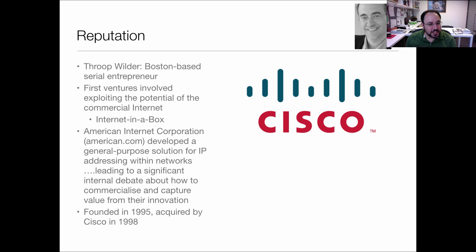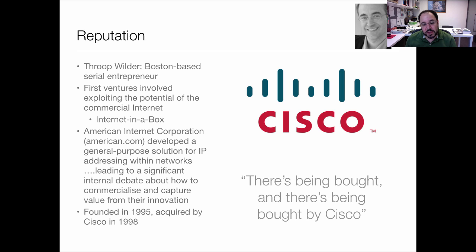And one of the sayings comes from thinking about entrepreneurs who sell their firms to places like Cisco. There's being bought, and there's being bought by Cisco. Why? Because Cisco has developed a reputation for not engaging in the opportunistic or expropriative behavior that we were worried about when we talked about the disclosure problem.